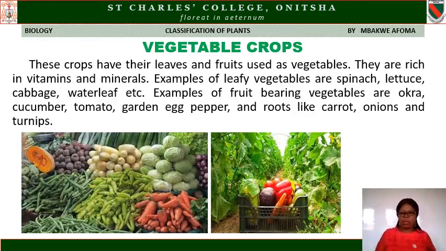Then we have lettuce, we have cabbage, water leaf, and the rest of them. There are many. Then some are fruit-bearing vegetables like tomato, garden egg, and others. Others are root vegetables like the carrots, onions, etc. Right?